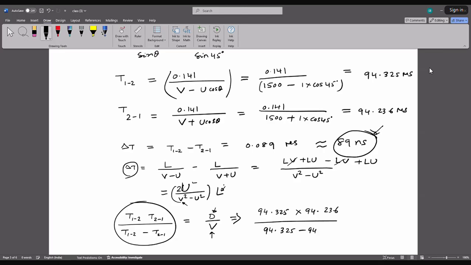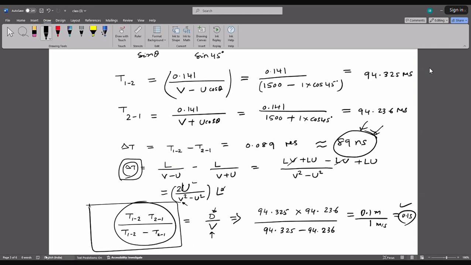325 minus 94.236, which is basically the diameter of the tube, 0.1 meter, divided by the velocity of sound, and the velocity of the flow, which is 1 meter per second. So that will give you 0.1 second, which is reasonable to measure. It is not in nanoseconds. So this kind of calculation is easier to measure by the control electronics than a simple difference between the signals to calculate the velocity.